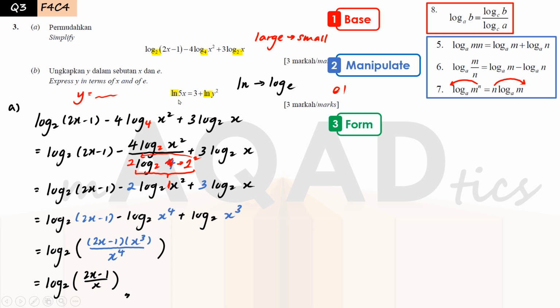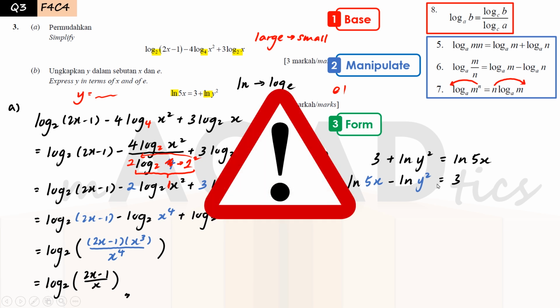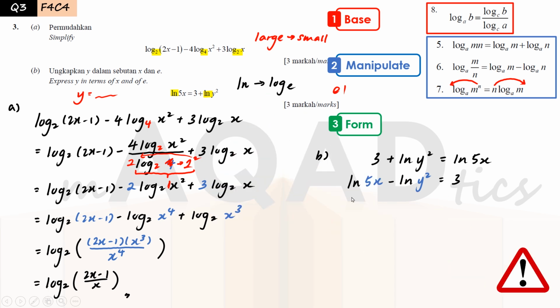Alright, so now to find the expression, what we can do is group the values that have ln. So I'm going to move this to the right side, and then I'm going to switch their places to get something like this. Alright, so now, since the logs here have the same base, for step 1 we can just ignore. We are going to jump straight into step 2, just to manipulate.